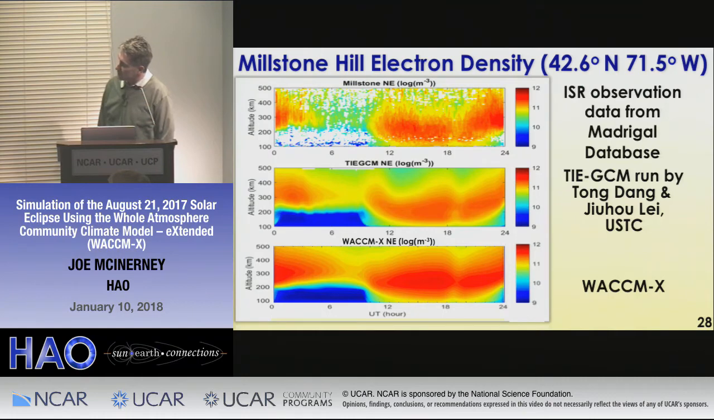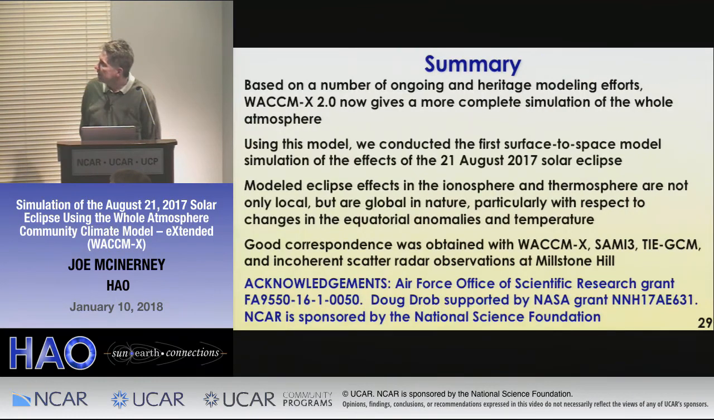during the eclipse time. The interesting thing here is that Millstone Hill is not in the path of totality. I think it was about 70 to 75% there, and they were still seeing an effect. And WACCM-X picked that up. So, in summary, we have this version 2 of WACCM-X.